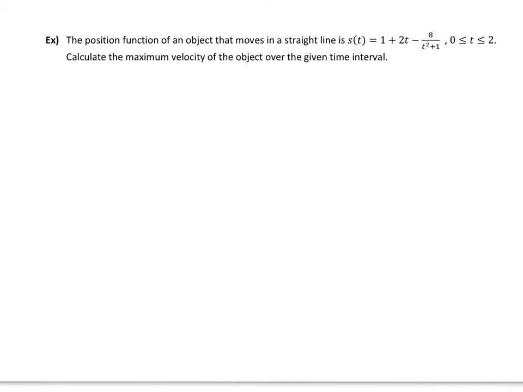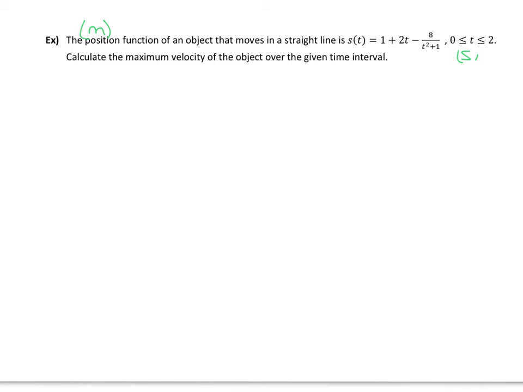The position function of an object that moves in a straight line is given here, and it's good for 0 to 2 seconds. I did not put the units on this question. I should have. Let's go with our distance is in meters and our time is in seconds. Calculate the maximum velocity of the object over the given time interval. So we're going again with meters. Position is going to be in meters, and our time is going to be in seconds.